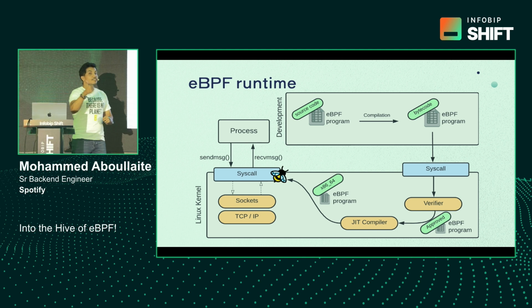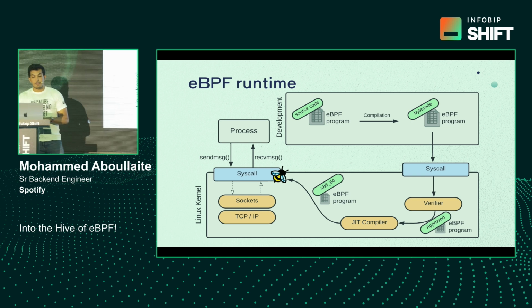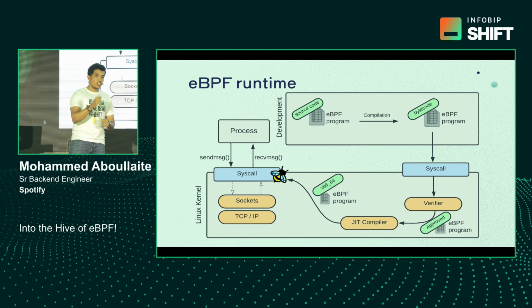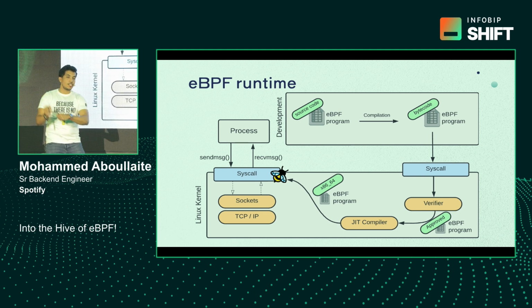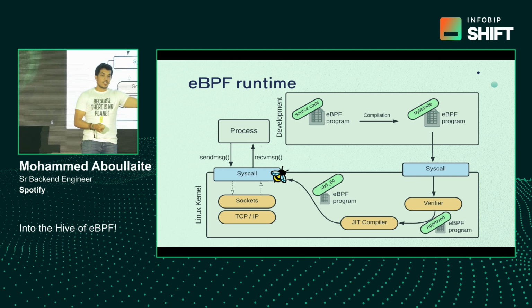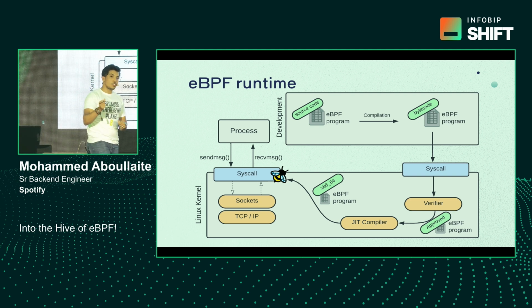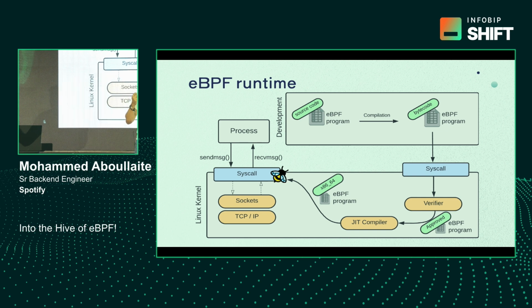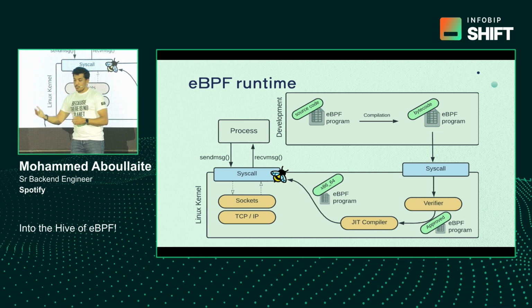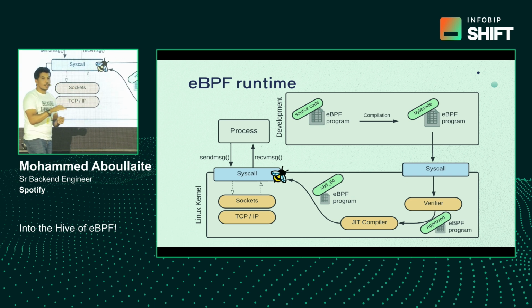Once the verifier gives a thumbs up that you can run your program, then the next step is to JIT compile your code. Just-in-time compilation takes the bytecode and turns it into native code. And that's the important piece, because it allows the program that you wrote to be similar, somehow, to as if it was written from the get-go in the kernel, and then you load that native code into the kernel.